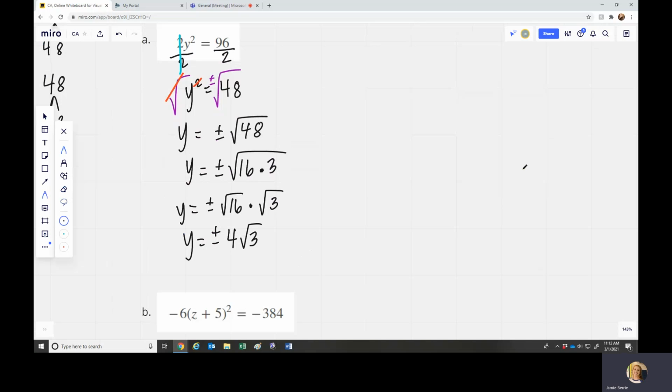Okay, so that is our answer. If you have to write it as like a comma separated list, you would write y equals positive 4 on the square root of 3, comma, negative 4 on the square root of 3. So that means the same thing. Either way is fine.